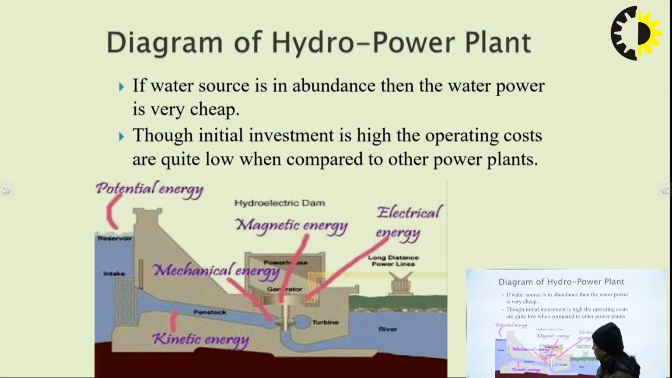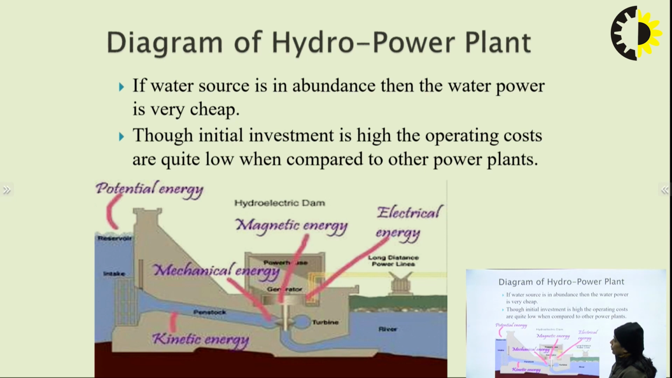Then this kinetic energy of water will rotate the turbine. That means kinetic energy of water will be converted into mechanical energy. Then this turbine will rotate the shaft of the generator. In the generator there are magnetic fields. So this mechanical energy of the turbine will be converted into magnetic energy, and then magnetic energy will be converted into electrical energy.